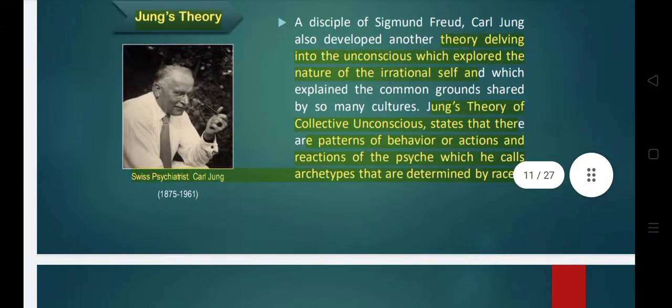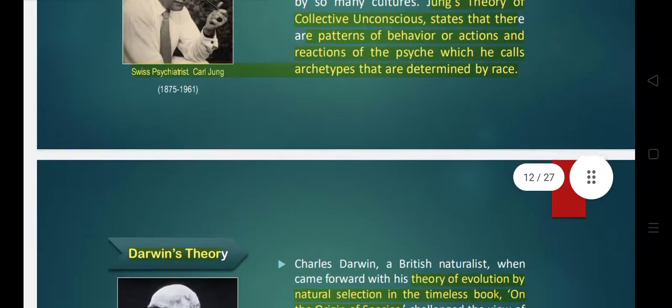And another important theory is Jung's theory. Basically Jung was a student of Sigmund Freud, and he developed this theory delving into the unconscious, which explored the nature of the irrational self. His theory of the collective unconscious states that there are patterns of behavior or reactions of the psyche, which he called archetypes, determined by race.